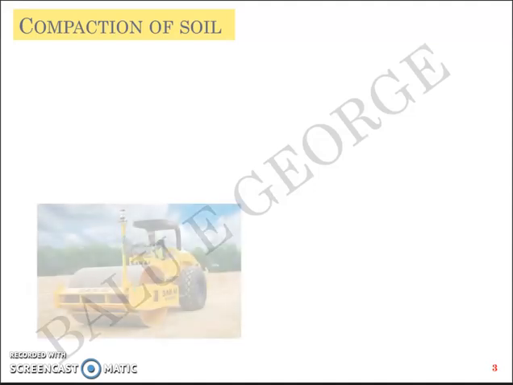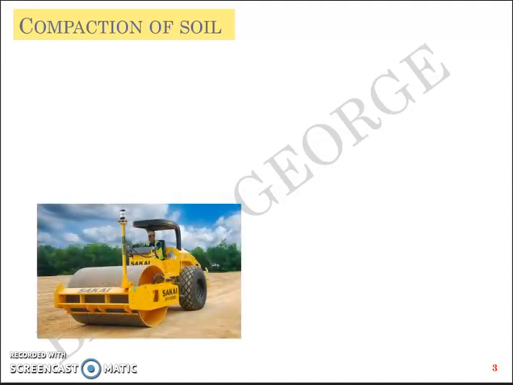Now you can see a picture here, which is a roller compactor, by the way. At least a few of you might have seen such equipment on construction sites. This one is used to compact the soil. Why? Because we want soil to be of a higher strength, right? We don't want the soil to be loose. We want it to be compacted.